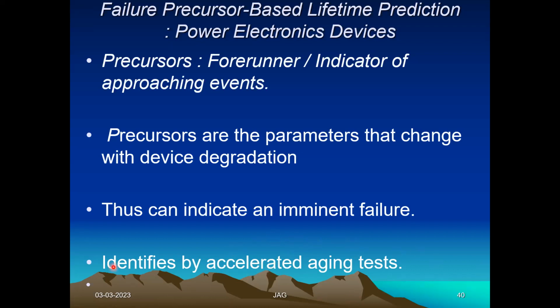So once I age it to 15 years, what can I do? I can analyze all the parameters. Which are the parameters that changed drastically? That can then be declared as a precursor, which I can monitor continuously. So at the end of the lifetime, that parameter will show a change, indicating a possible failure in due course.